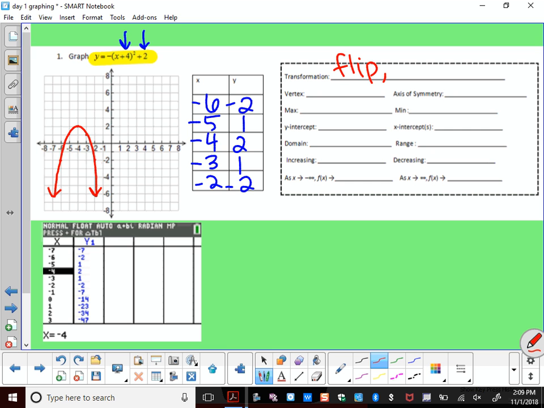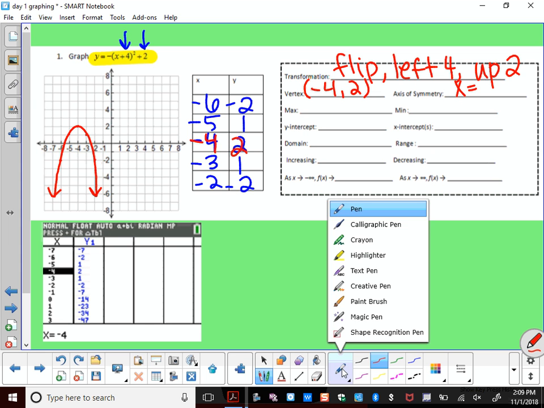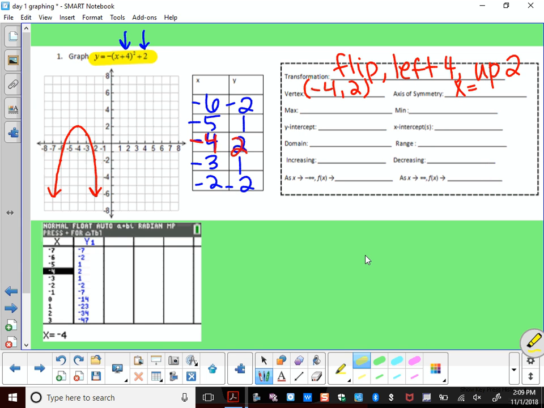Alright, what else? Left 4, and then there's one more. Perfect. My vertex, we already put right here in the middle. So we have negative 4, 2, put in parentheses. Axis of symmetry means x is the same as your x in your vertex. So that is negative 4.